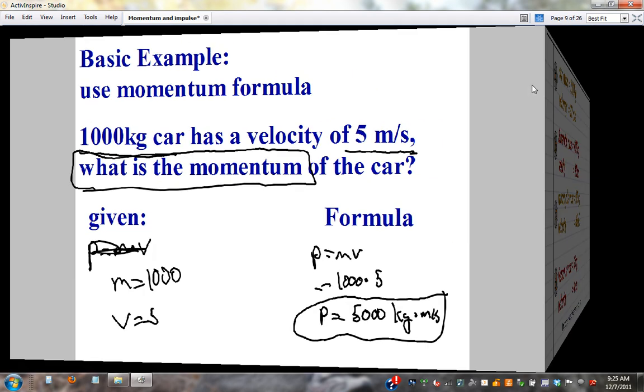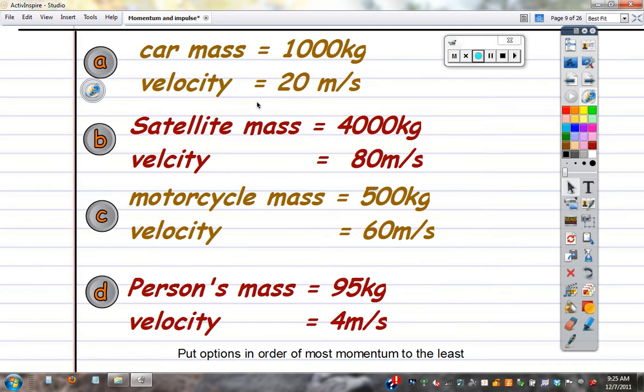Another basic example. This is more like what you'll see on the test. Put these in order from most momentum to least. So pause the video and multiply each one. All right, find the momentum of each, and then put them in order from most momentum to least. Here's the answer.